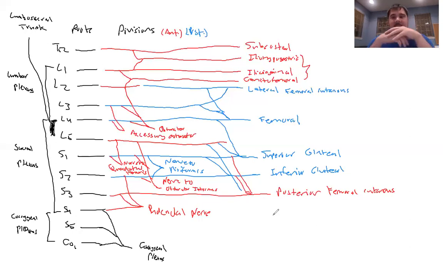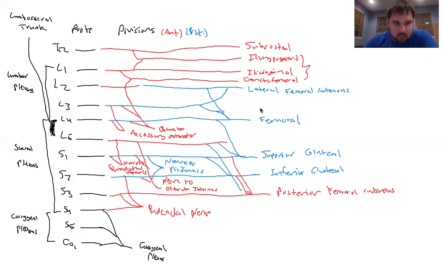So now we're going to move on to a nerve called the sciatic nerve. And how the sciatic nerve works is that two other nerves come together to form it. So the sciatic nerve is going to be formed by the tibial nerve and the fibular nerve. So basically the tibial nerve is going to be formed anteriorly. So it's the anterior side of the sciatic nerve.